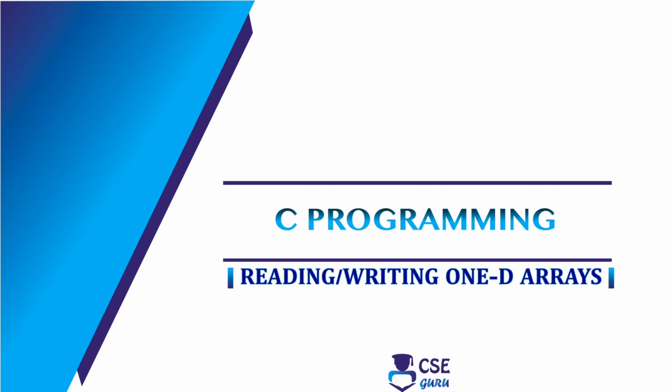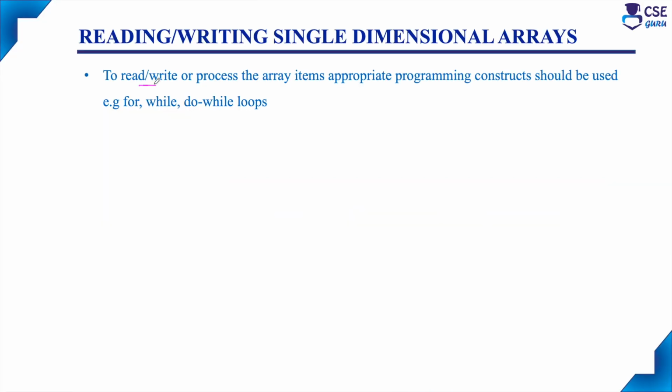Welcome to CSEGuru. The next topic we will discuss in arrays is reading and writing one-dimensional arrays. To read, write, or process any array items, we have to use the appropriate programming constructs. The appropriate constructs for arrays are the looping statements, that is the for loop, while loop and do while loop. Among these three loops, the commonly used loop to accept the input and to display the outputs for arrays is the for loop.